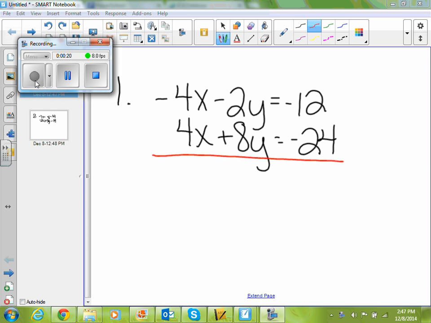Alright, so what are we going to eliminate? The x's, okay? Are they the same sign or opposite sign? Opposite sign tells us to add, so we're going to add these together. So then my x's cancel. Negative 2 plus 8 is 6y. And negative 12 plus negative 24 is negative 36. Now what?